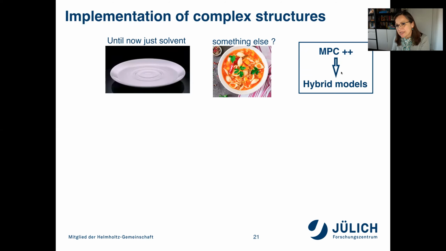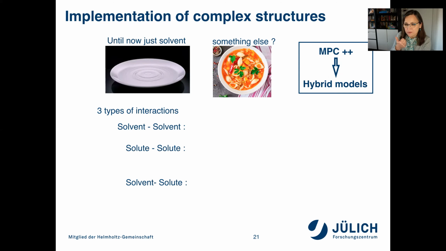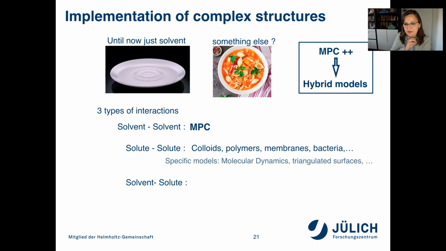What is typically done is to hybridize the model. We use multi-particle collision dynamics together with other models. For this, you have to consider that there are always three interactions to take into account. One is the solvent with the solvent, which we will take as MPC, because if not, it would be another lecture. Then you have to see what you want to simulate. Do you want to simulate colloids, polymers, membranes? For that, you need a specific model that reproduces the system you want. So it will be molecular dynamics, triangulated surfaces, or whatever is your favorite system.